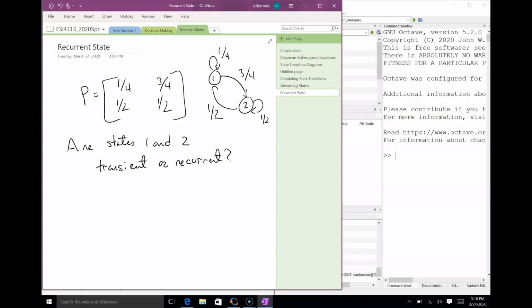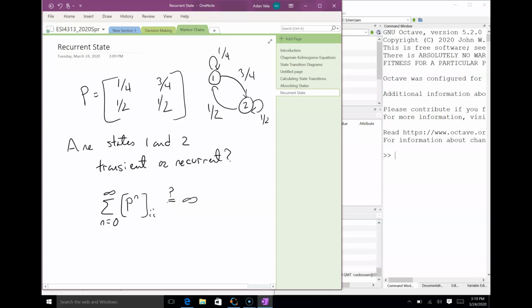So what we want to check is, if we take the sum of n equals 0 to infinity of p to the n power, and we pull out the i-i term, where i is either 1, 1 or 2, 2, is that less than infinity or is it equal to infinity?